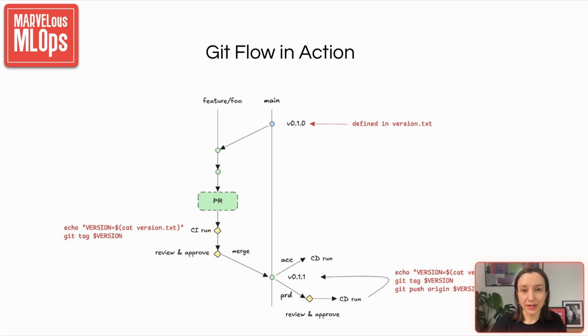Let's quickly remember Git flow. If you have used Git, you have probably come across Git flow, a branching strategy made famous by Vincent Driessen back in 2010. Short-living feature branches are created from main, like features foo, and developers can create pull requests to the main. This will trigger CI pipeline, and CI pipeline will run pre-commit checks, unit tests, and ensures version.txt does not already have a used tag.